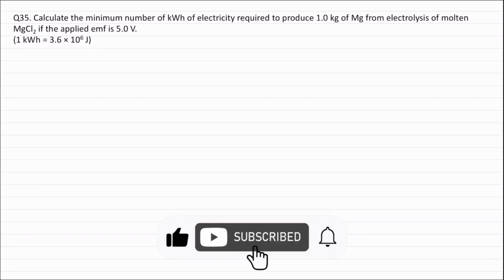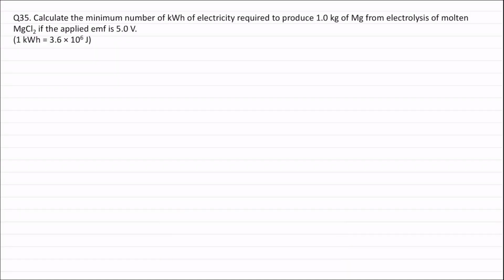Question 35. Calculate the minimum number of kilowatt hour of electricity required to produce 1.0 kg of magnesium from electrolysis of molten magnesium chloride if the applied EMF is 5.0 volt. 1 kilowatt hour is equal to 3.6 into 10 to the power 6 joules. 1 kg of magnesium is equal to 1000 grams of magnesium.